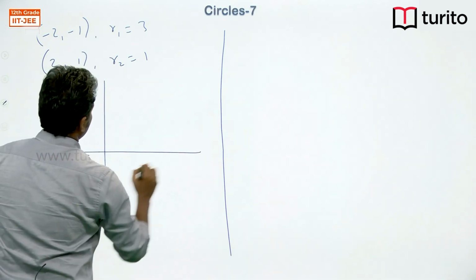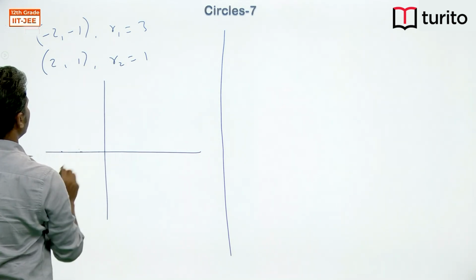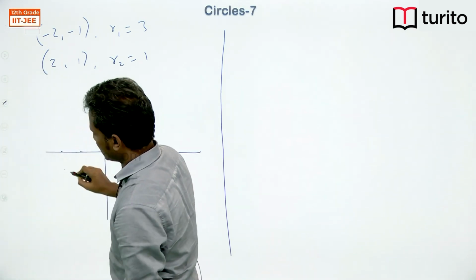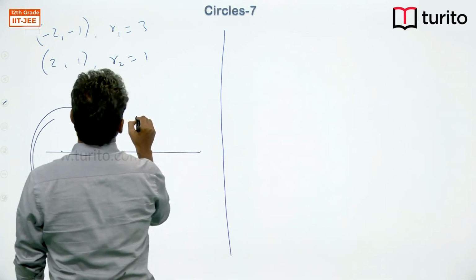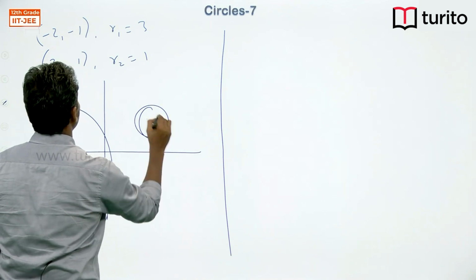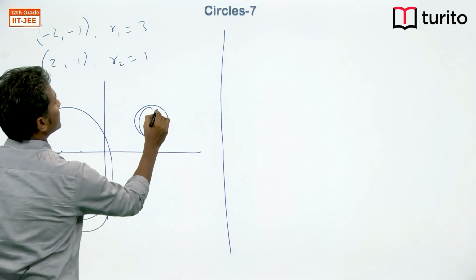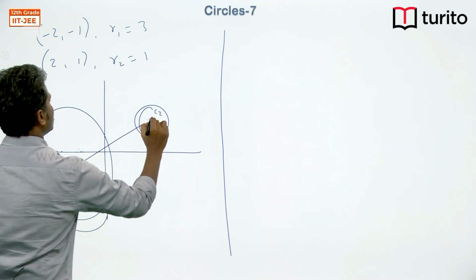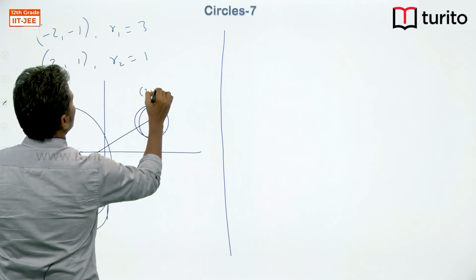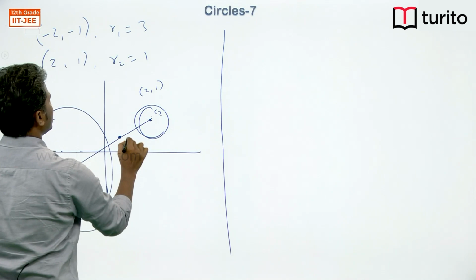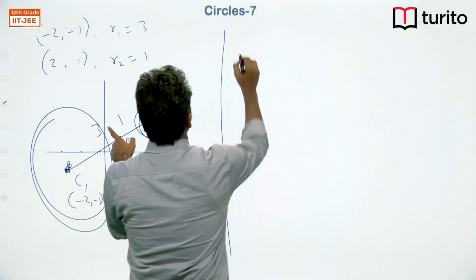Okay, so first this radius is 3 units and center is (-2, -1). So the bigger circle is here and the smaller circle is there. So this is my first center C1, this is my second center C2. Okay, so this is (-2, -1) and this is (2, 1), and the ratio in which P divides is going to be 3:1. So I have to find P.